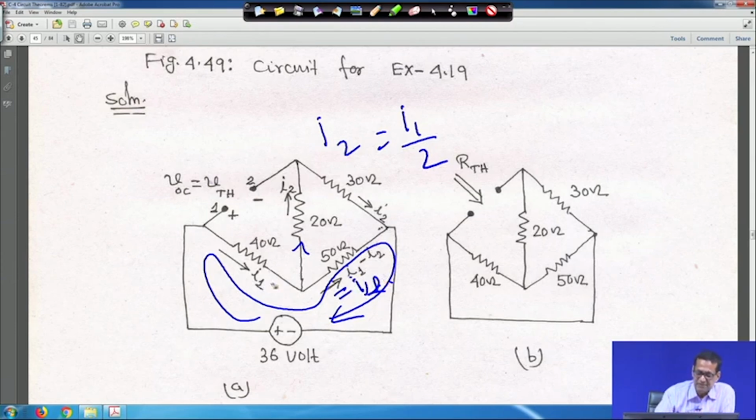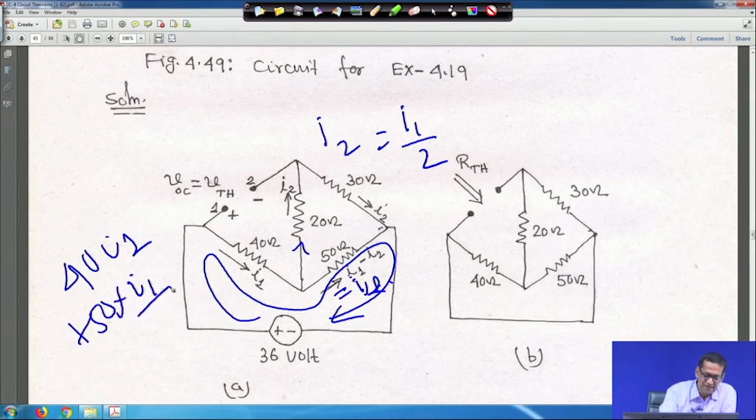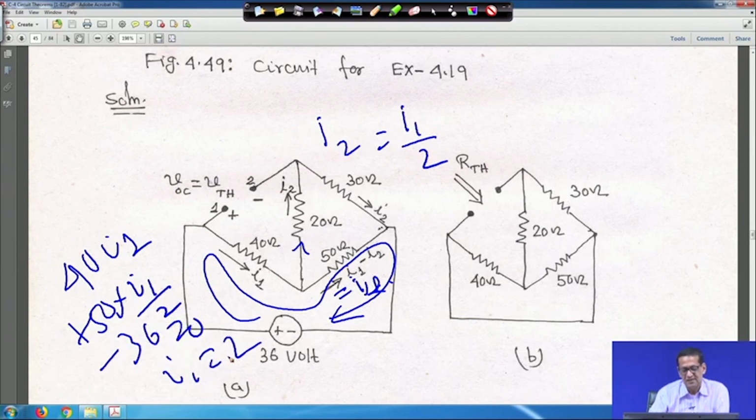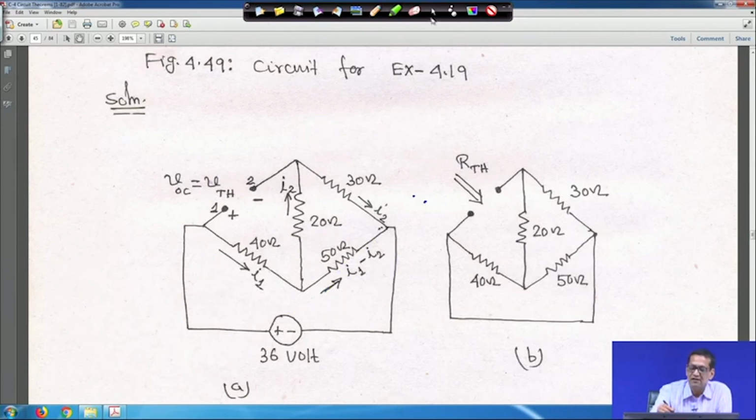If you apply KVL here, it will look like 40 I1, right, this one, and here the current is actually I1 by 2, because current division is there. So, plus 50 into I1 by 2 minus 36 is equal to 0, from which we will get what is I1, right. So, if you get I1, let me go through this, let me clear it fast.